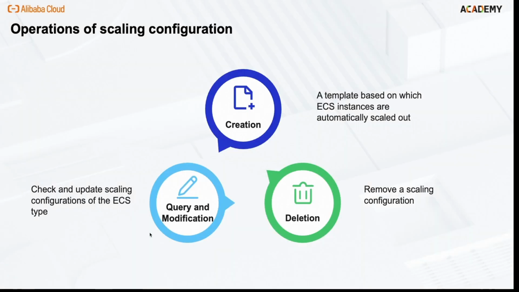Okay, next, the operations of scaling configuration. These are some visuals about it. It is a template based on which ECS instances are automatically scaled out, and then check and update the scaling configuration of the ECS type, which is crucial when you set some new configuration, and then removing a scaling configuration.